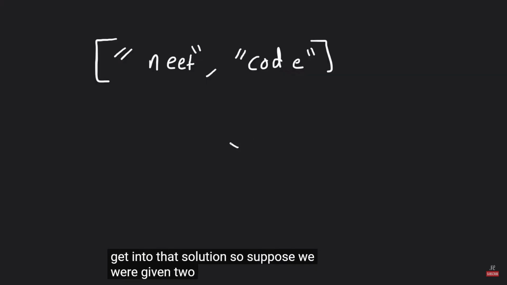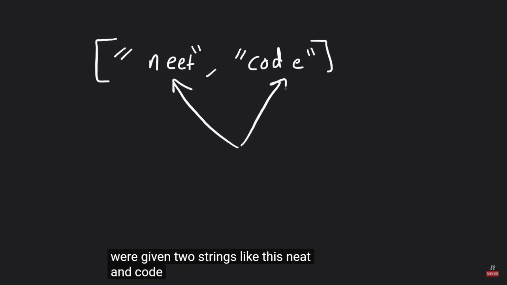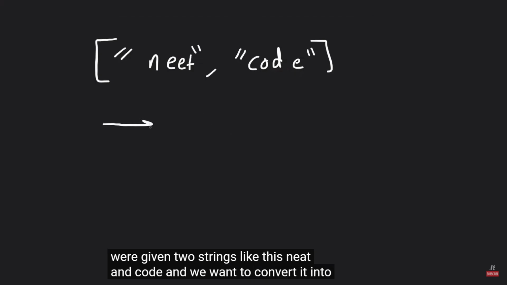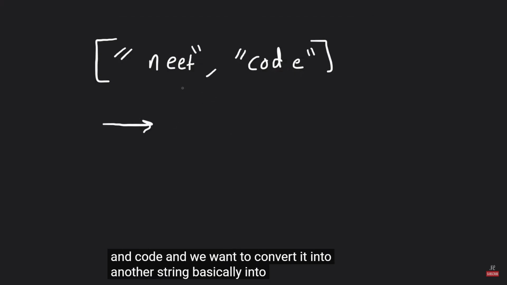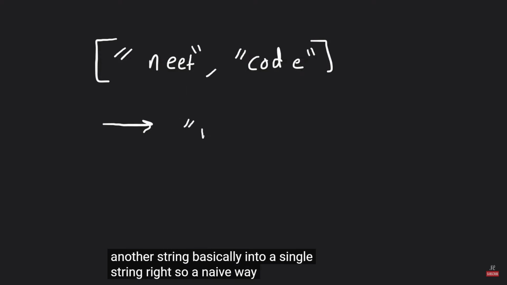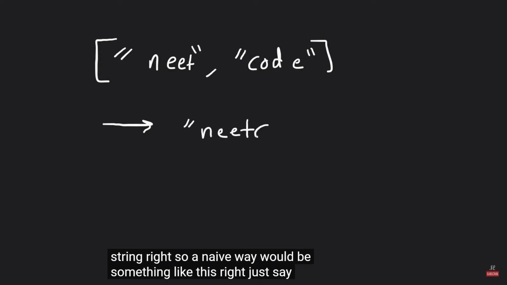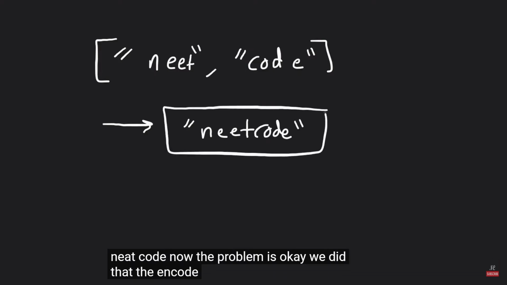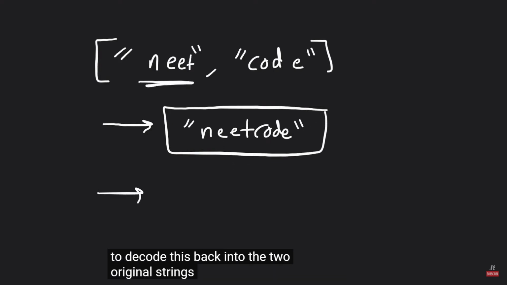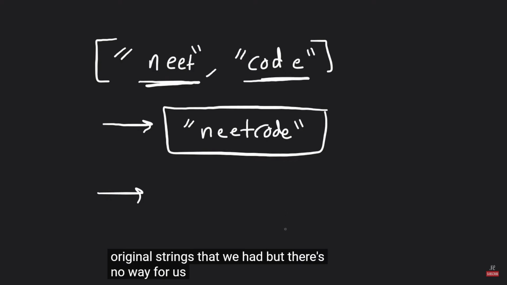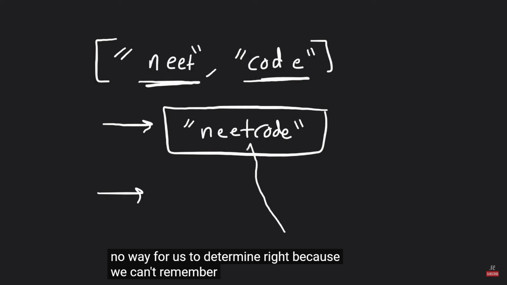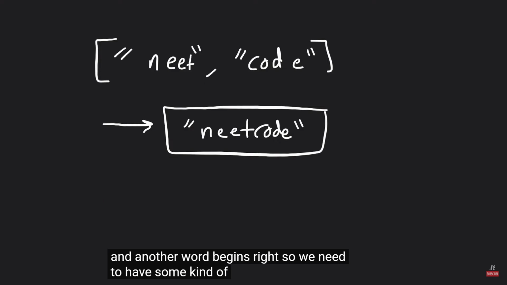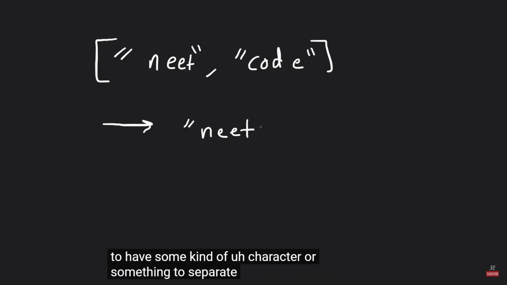So suppose we were given two strings like this, neat and code, and we want to convert it into basically a single string, right? So a naive way would be something like this, just say, okay, neatcode. Now the problem is, okay, the encode was fine, but now we want to decode this back into the two original strings that we had, but there's no way for us to determine that, because we can't tell where one word ends and another word begins. So we need to have some kind of character to separate words.